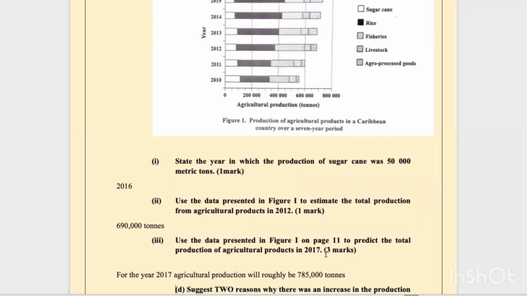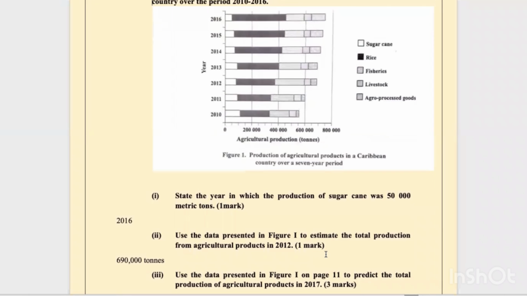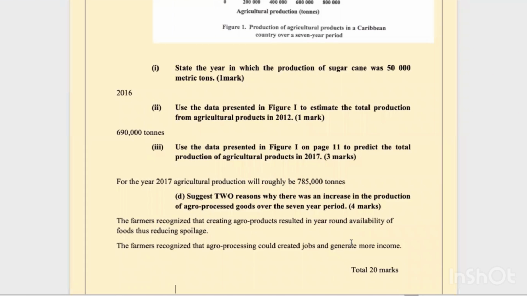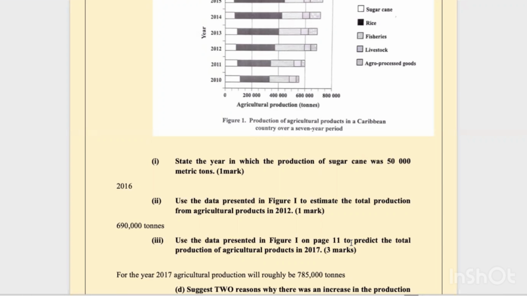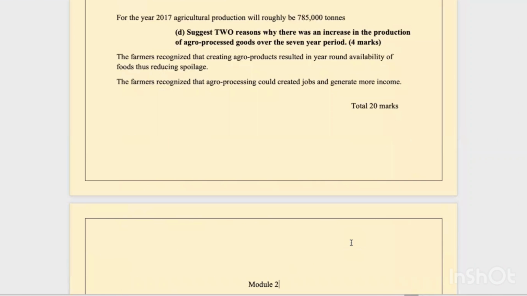Let's use the data presented in figure 1 to estimate the total production from agricultural products in 2012. So looking at the graph here again, it would have been somewhere around 690,000 tons. Part 3, use the data presented in figure 1 on page 11 to predict the total production of agricultural products in 2017. And this would have been roughly 785,000 tons.